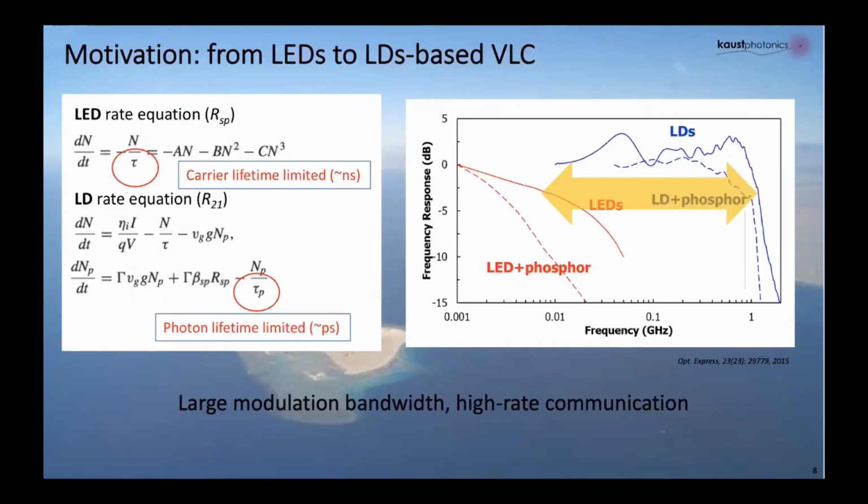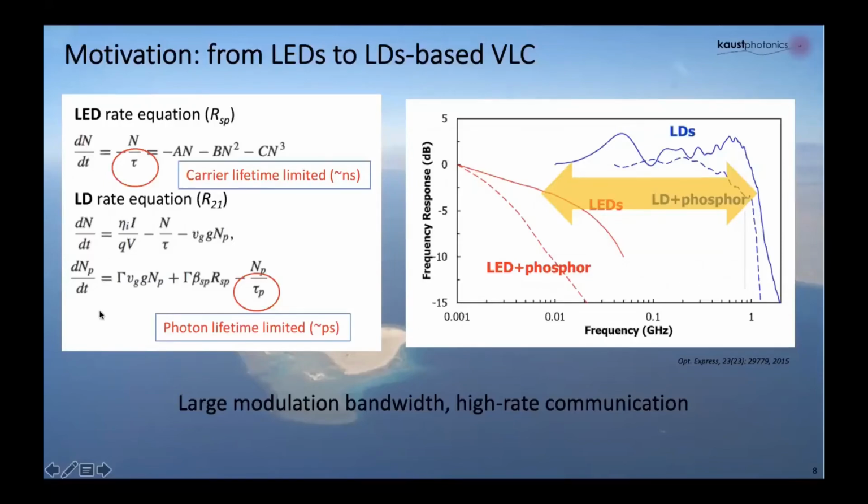If you look at the LED, under the rate equations, the speed, how fast you can turn it on and off, is very much limited by the carrier lifetime of the device itself. Carrier lifetime means that for a carrier to go up to the conduction band and recombine to give you light, that takes a little while, and it's in nanoseconds. So the bandwidth is limited to a few tens of megahertz or so.